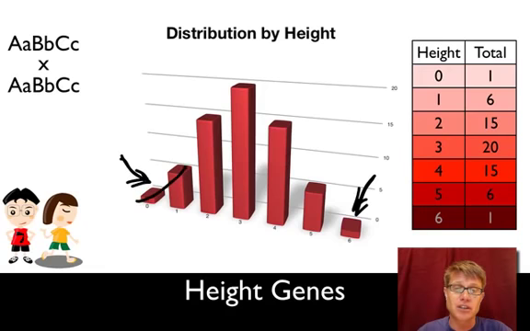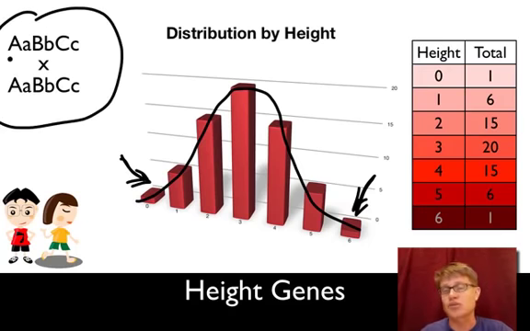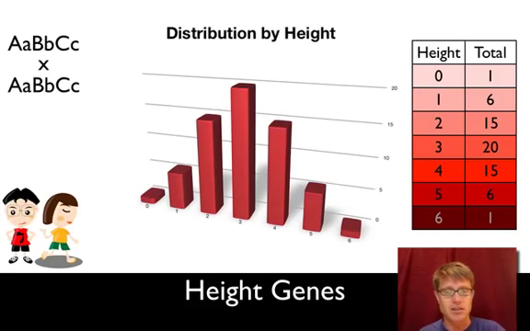But if we ever see this bell-shaped curve, which could be anything, height, eye color, skin color, intelligence, if we ever see this bell-shaped curve, it means that it's not caused by one gene, it's caused by polygenic inheritance. And doing Punnett squares gets really out of control when you're trying to do polygenic inheritance.